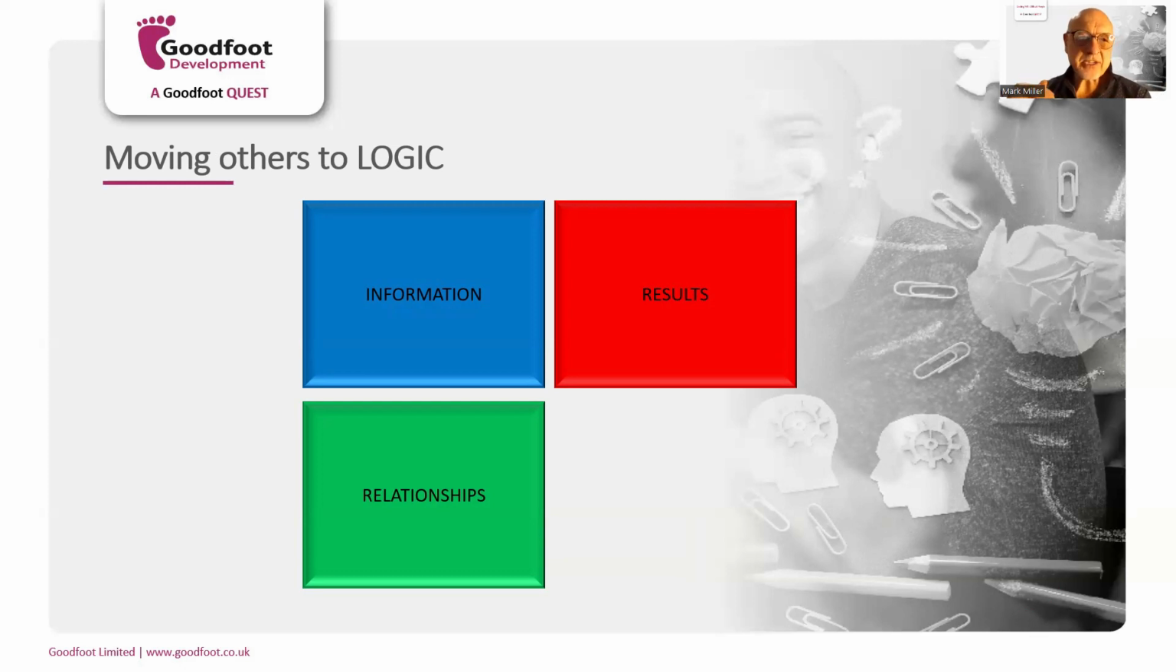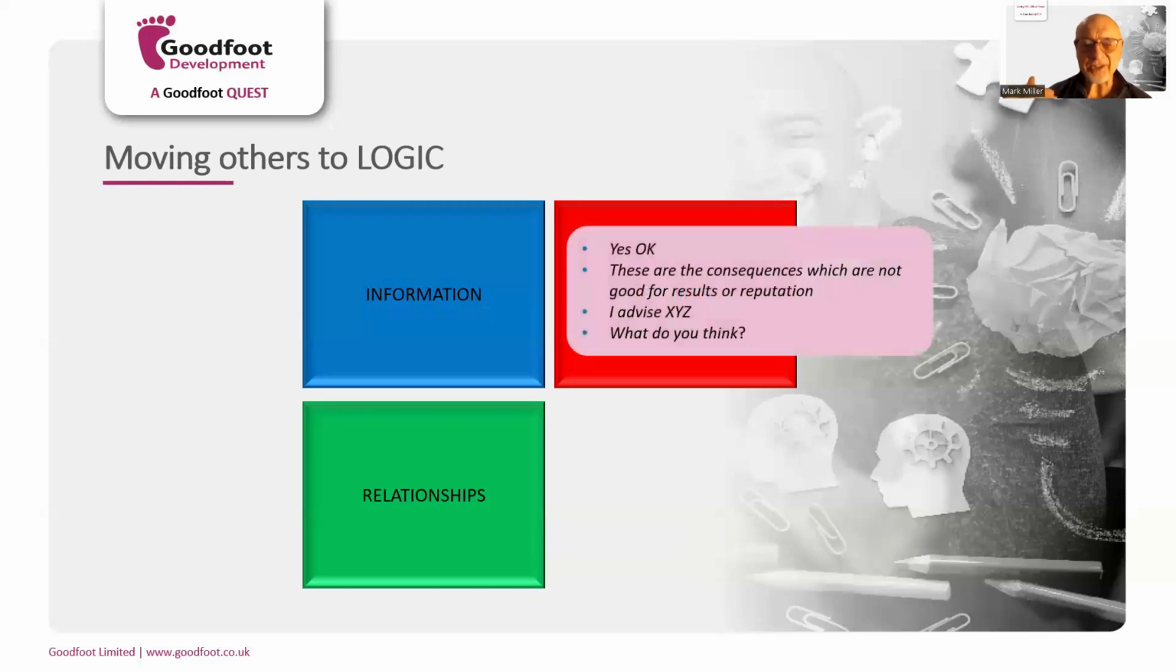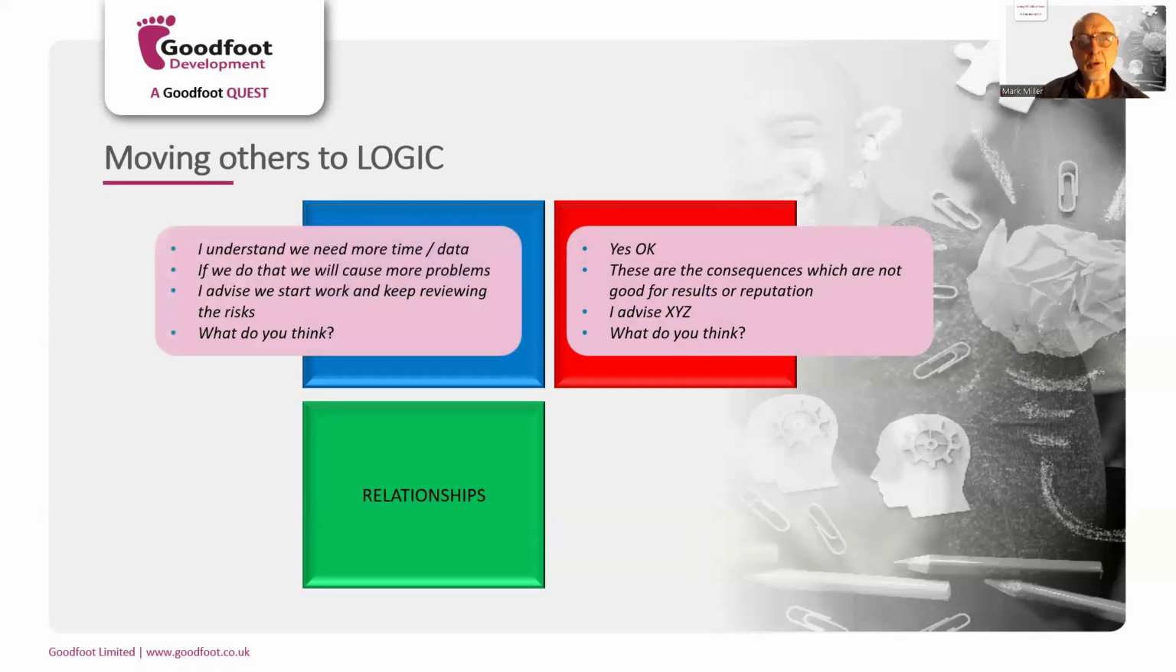Now, we have to be professional and calm about this, but it's applying appropriate pressure. What we say to the red is this: yeah, okay, I get your view. These are the consequences if we go that way, which are not good for results or reputation. Why do we say that to a red? Because it's results and reputation that matter to a red. They don't matter so much to a blue. What matters to a blue is they want to avoid more problems.